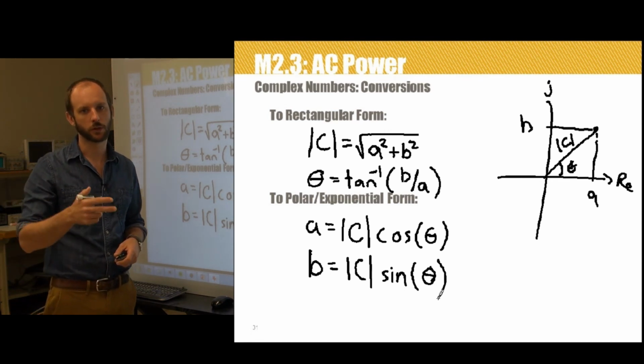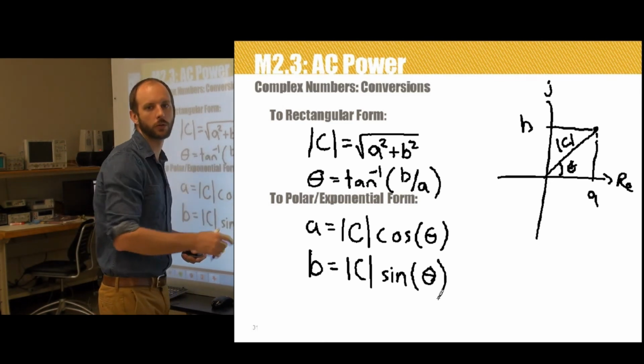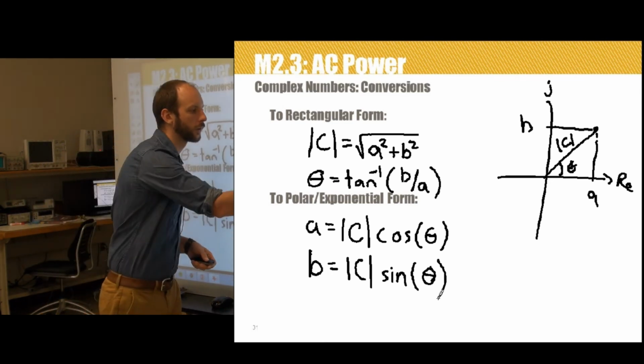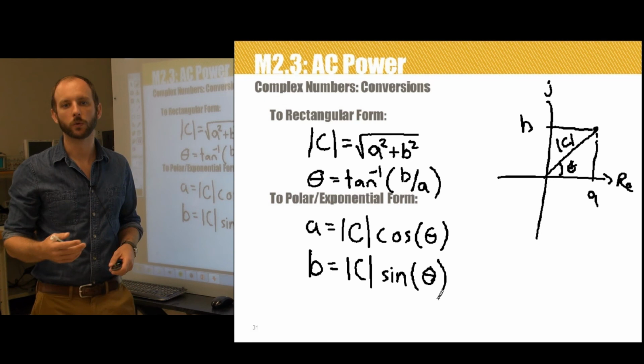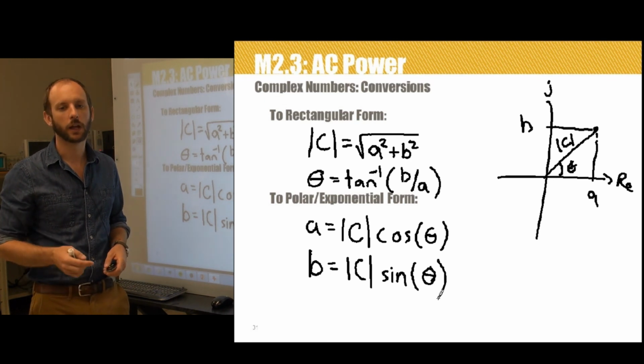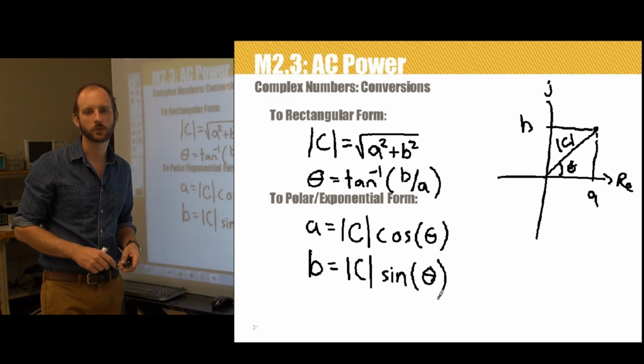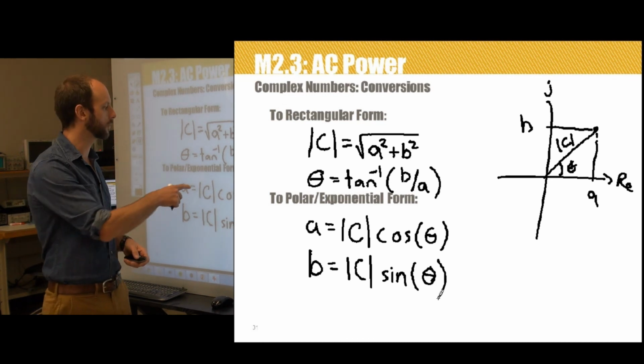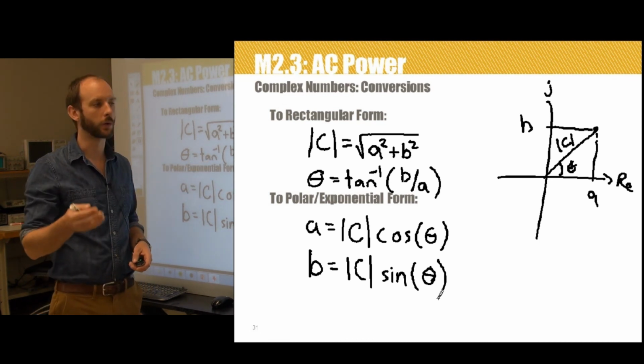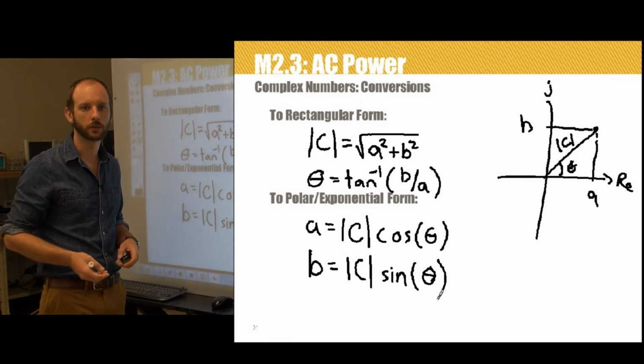Similar angles in the first and the third quadrant, and similar angles in the second and fourth quadrant will result in the same tangent function. And therefore, care has to be taken to ensure that the angle calculated by the inverse tangent function corresponds to the right quadrant. You've probably already seen this in calculus.